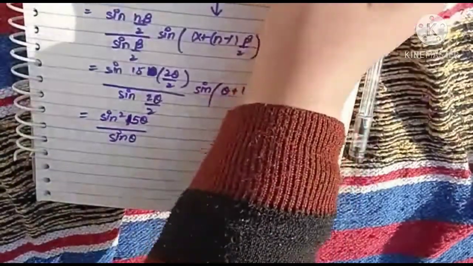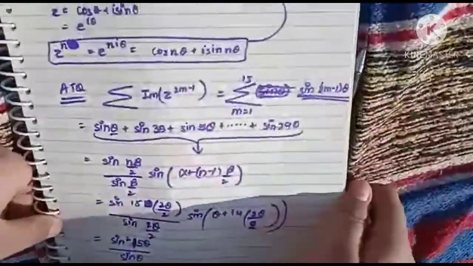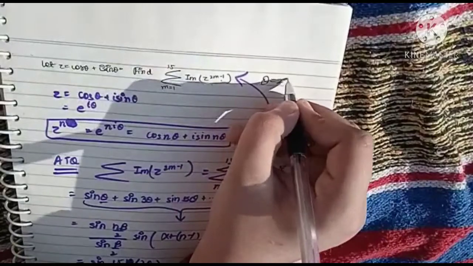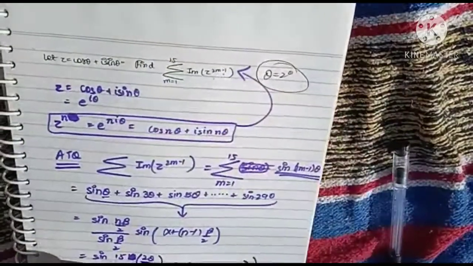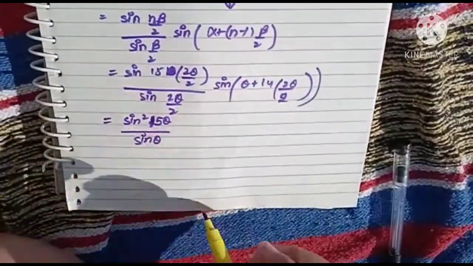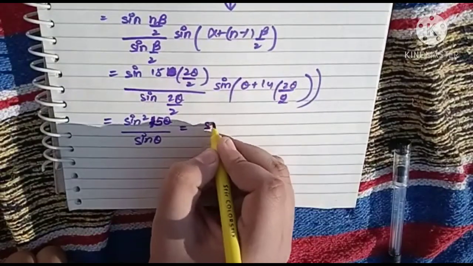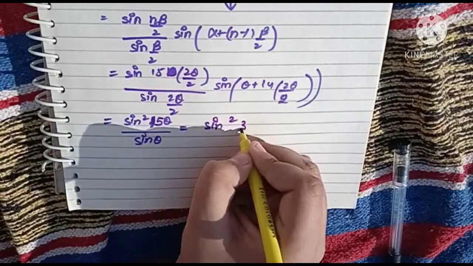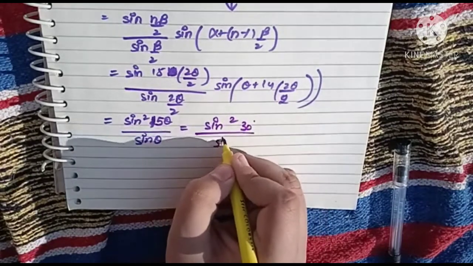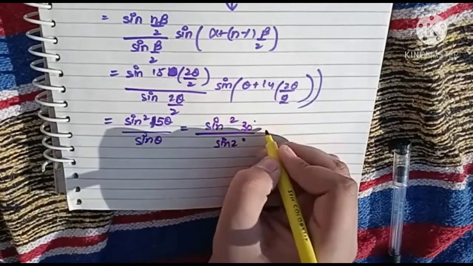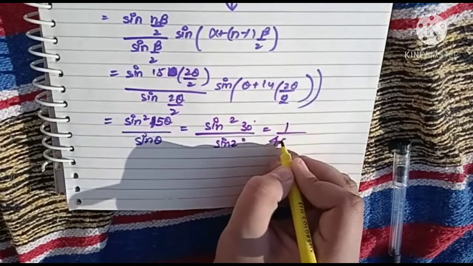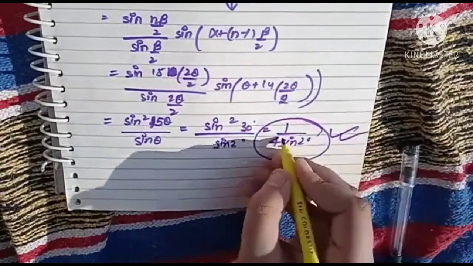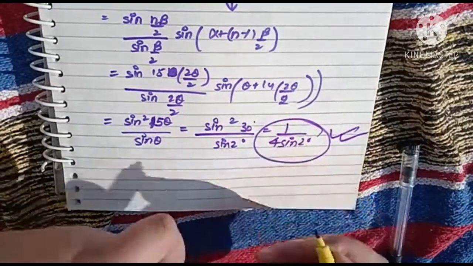We have also been given in the question that theta equals 2 degrees. So this can be resolved to sine square of 30 degrees upon sine 2 degrees, which boils down to this answer right here, my friends. That is 1 by 4 into sine of 2 degrees.